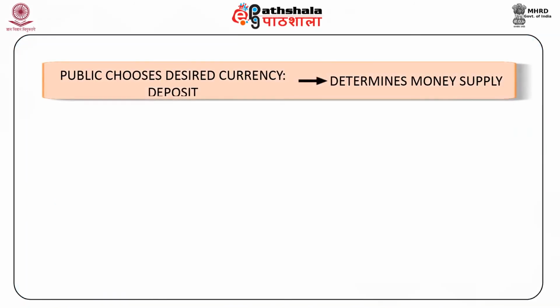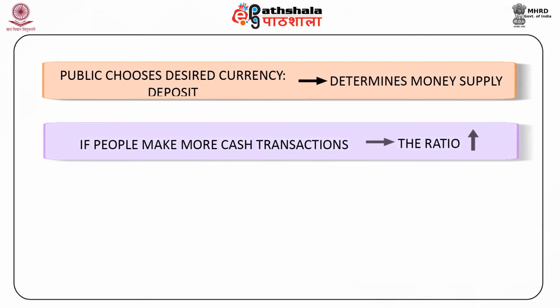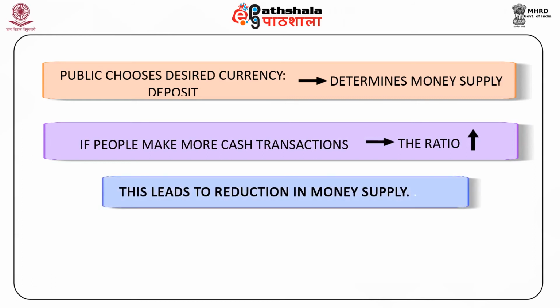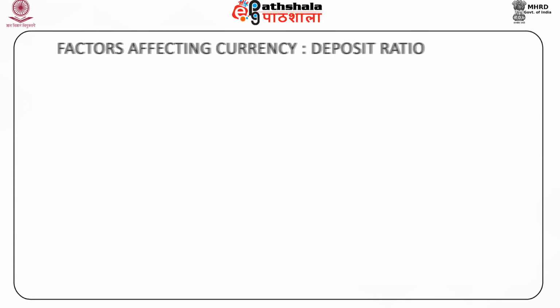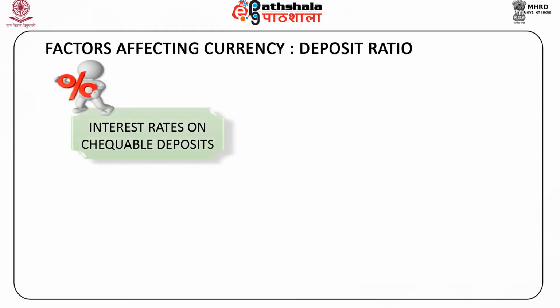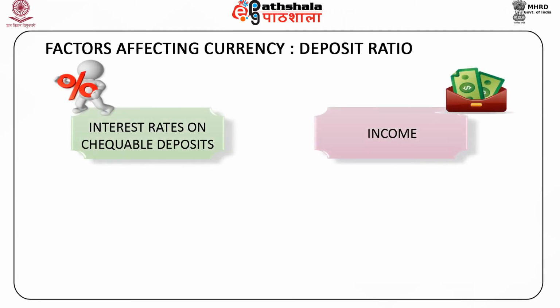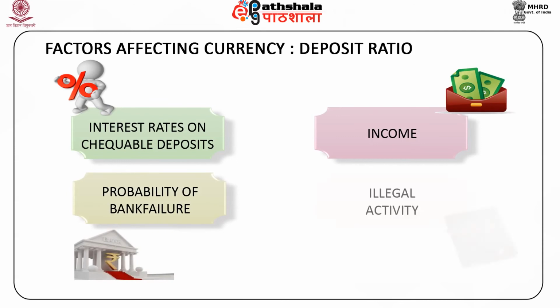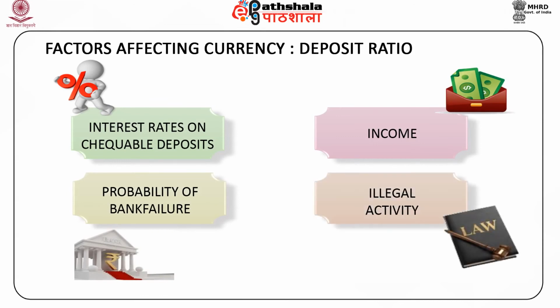Public chooses its desired currency to deposit ratio, which also helps determine the money supply. If people want to make more cash transactions, the desired currency to deposit ratio will increase. This will reduce the complete money multiplier and thus lead to a reduction in the money supply. The factors that might lead to a change in the public's desired currency to deposit ratio are interest rates on checkable deposits, income, the probability of bank failure, and illegal activity.